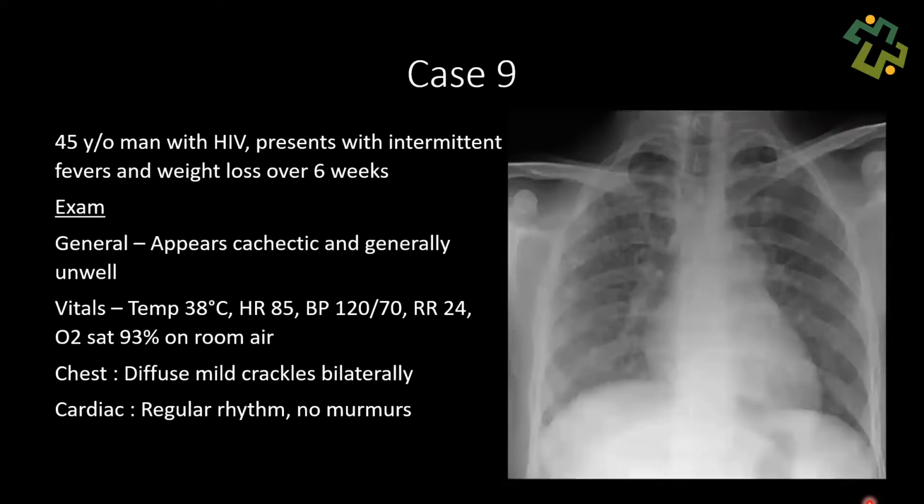And this is a classic example of one of the self-assessment vignettes. So we can just run through this quickly. A 25-year-old man with HIV presents with intermittent fever and weight loss over the last 6 weeks. On examination, you find him to be cachectic, generally unwell. He's pyrexial. His heart rate is 85. That's not too bad. Blood pressure looks good. He's slightly tachypneic at 24 breaths per minute with a room air oxygen saturation of 93%. But when you listen to his chest, oh man, you've got diffuse, mild crackles bilaterally. And his heart is a regular rhythm with no murmurs. And this is his X-ray.